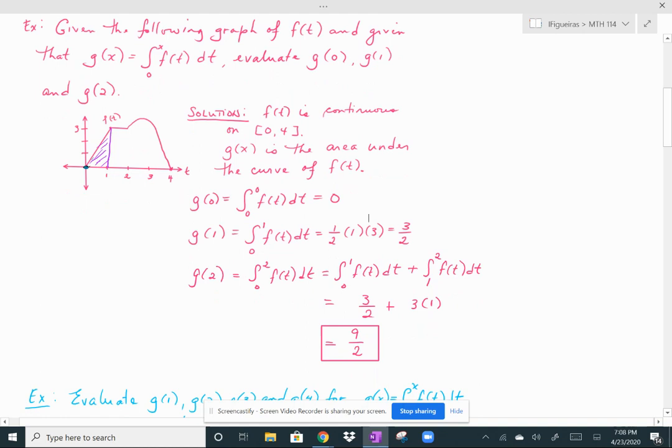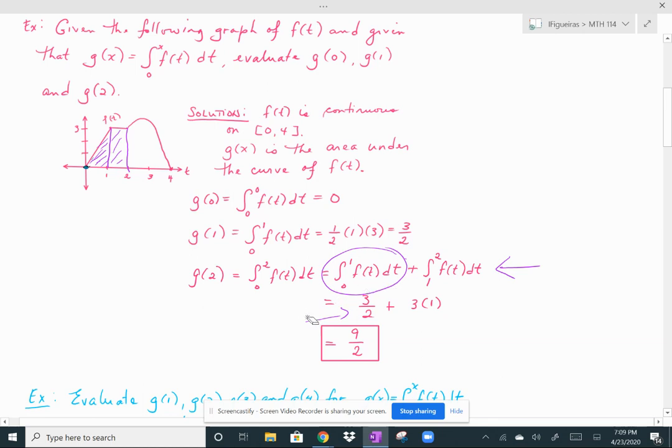Now let's move on to g of 2. G of 2, from 0 to 2, is the area of a triangle and a rectangle. So we can add those two areas together to evaluate g of 2. And that's exactly what I wrote here: the integral from 0 to 2 of f of t dt is equal to the integral from 0 to 1 of f of t dt plus the integral from 1 to 2 of f of t dt. Well, we did the first integral in the previous example. We know it has a value of 3/2, so I just wrote that down.